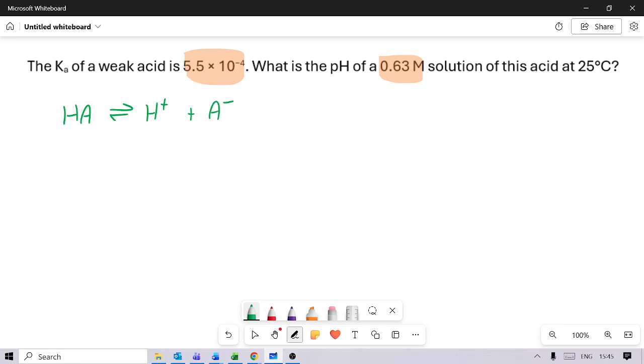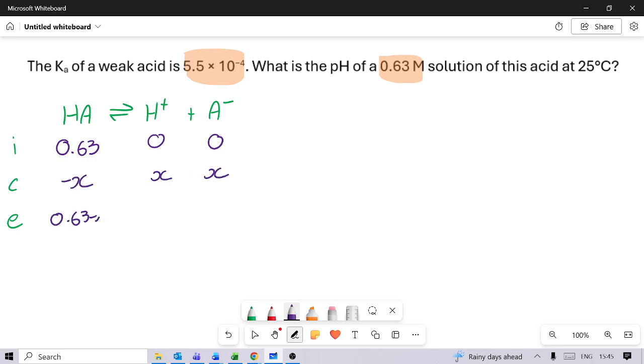You can write the ice table. The ice table represents initial, change and equilibrium. For HA, you start with 0.63. There's nothing of the H plus and the A minus. The change would be minus x, x, and x. So this becomes 0.63 minus x, x, and x.